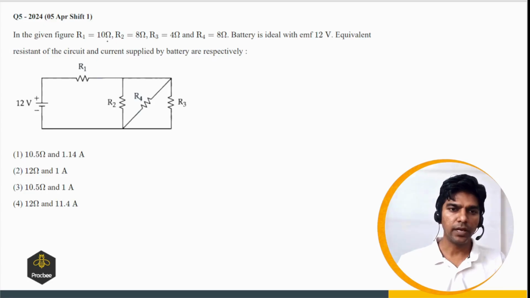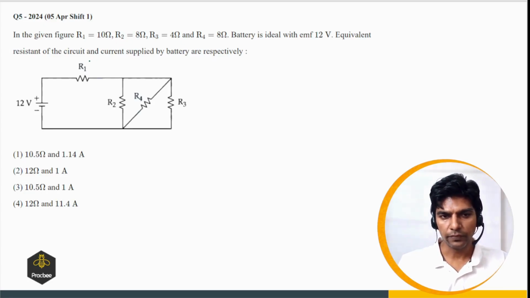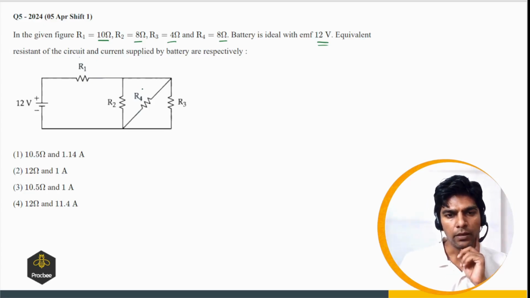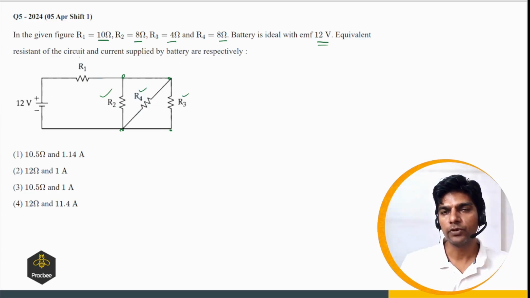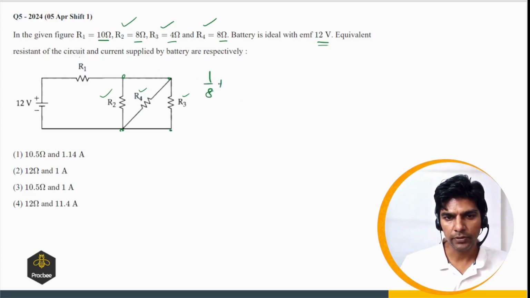In the given figure, R1, R2, R3 and R4, their values are given, right? 10 ohms, 8 ohms, 4 ohms, 8 ohms. Battery is ideal with the EMF 12 volts, find the equivalent resistance of the circuit and the current supplied by the battery. Okay, so if you consider these three resistors, their ends are joined together, right? So we can say R2, R3 and R4 are in parallel. So their equivalent will be 1 by 8 plus 1 by 4 plus 1 by 8.